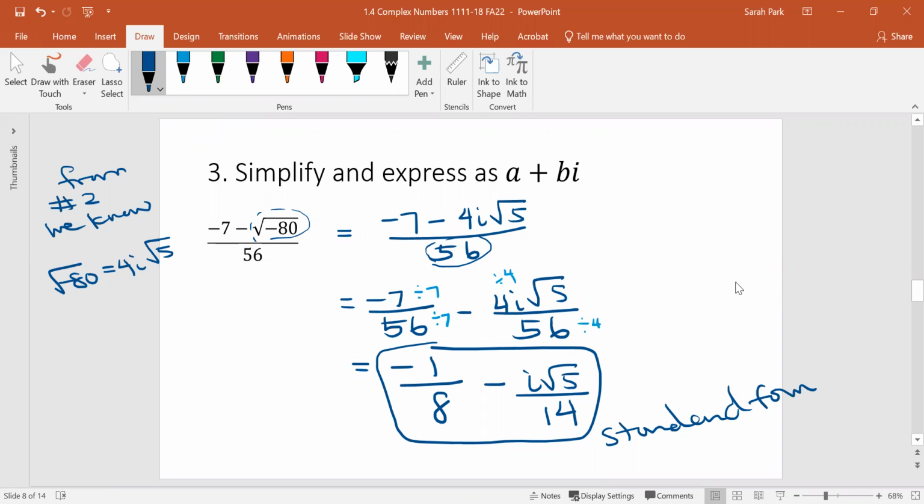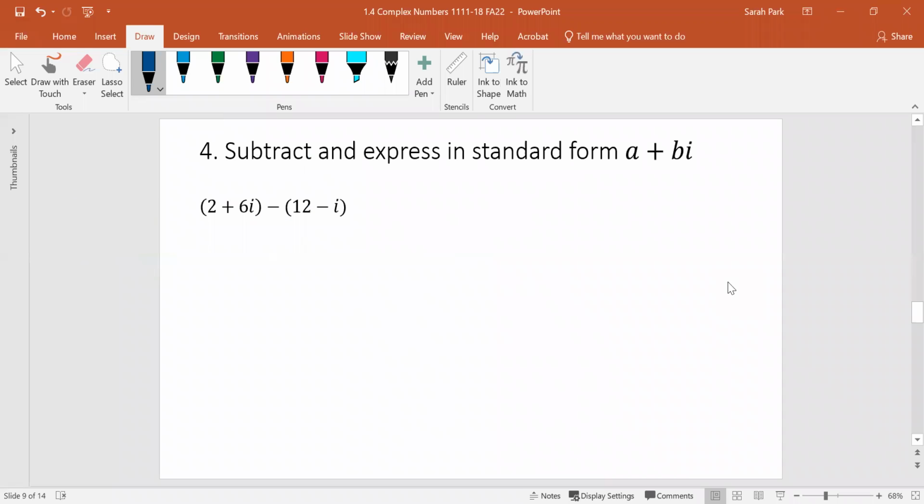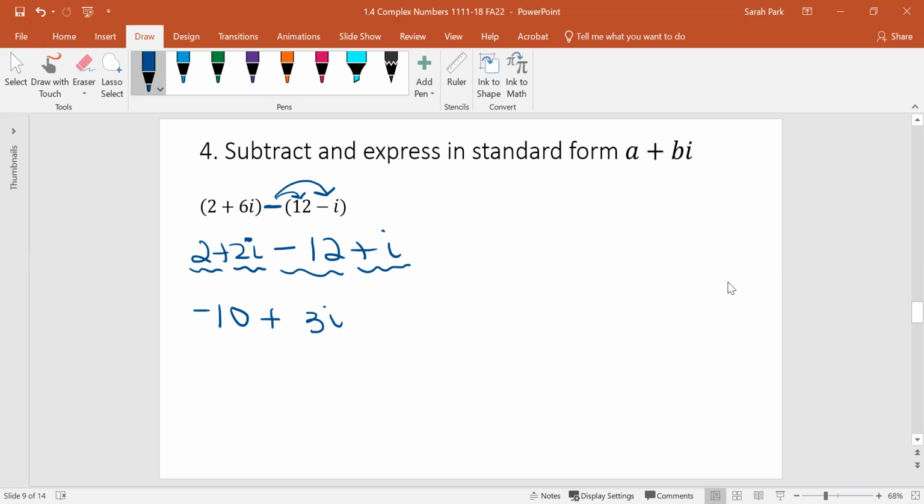Okay, so we did one simplifying problem, and then number 4, we're going to subtract 2 complex numbers. We have 2 plus 6i minus 12 minus i. We have a negative sign. We're going to make sure that that gets distributed in the second set of parentheses. The first parentheses, we don't really need to worry about distributing anything, so let's just remove the parentheses. But now we have minus 12 plus i. Now here, it's like adding like terms, right? The 2, we're going to combine with the -12. The real parts get combined, so we get -10. And then 6i plus i, we get plus 3i.